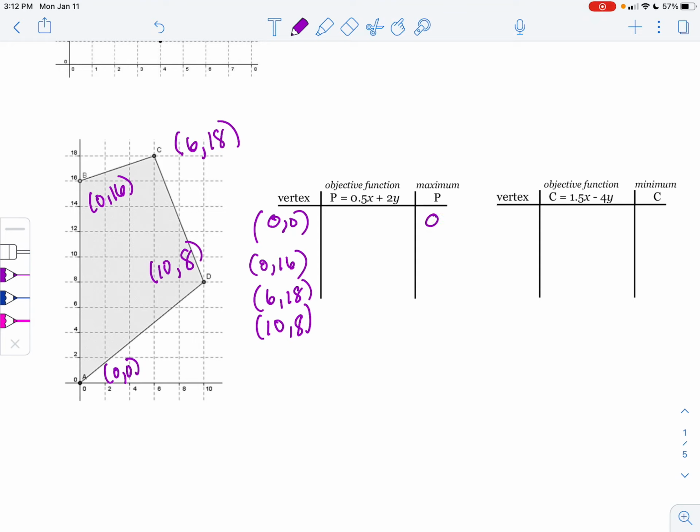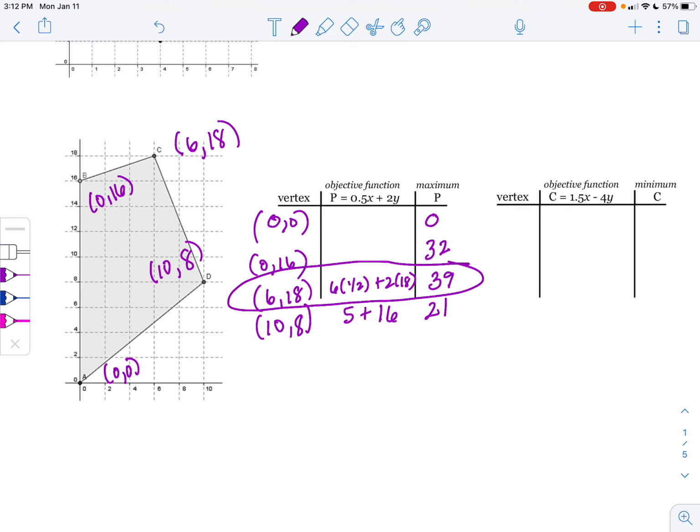So 0 for this one, right? Next one would be 32, 16 times 2. So 6 times 0.5 plus 2 times 18 is going to be 36 plus 3, so 39. And then this would be 5 plus 16, so 21. So in this case, our maximum, it's probably profit, comes from here.